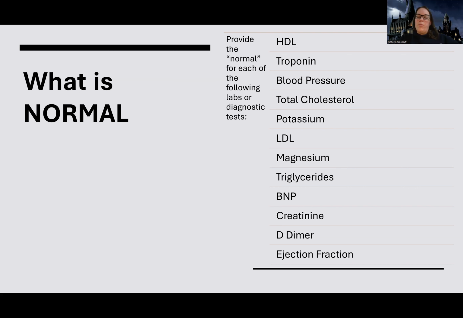Creatinine varies again, men to women, but usually you say about 0.6 to 1.2 is a good thing to go by. D-dimer, that's a sign of blood clot material, or that someone probably has a blood clot within them. We want that less than 250. And then ejection fraction, we already talked about the 55 to 70%.